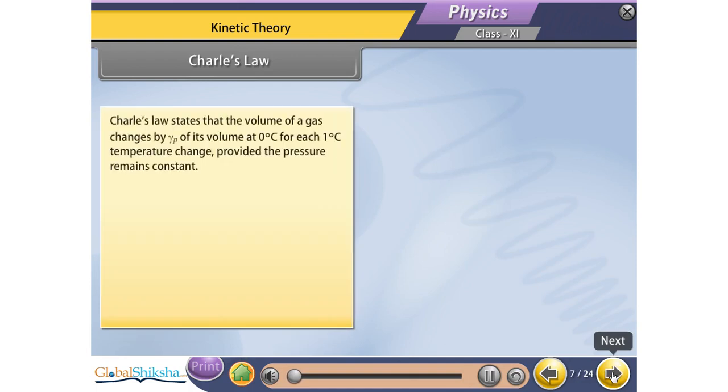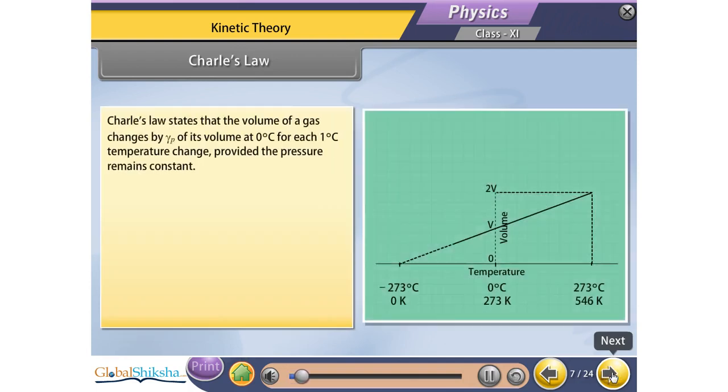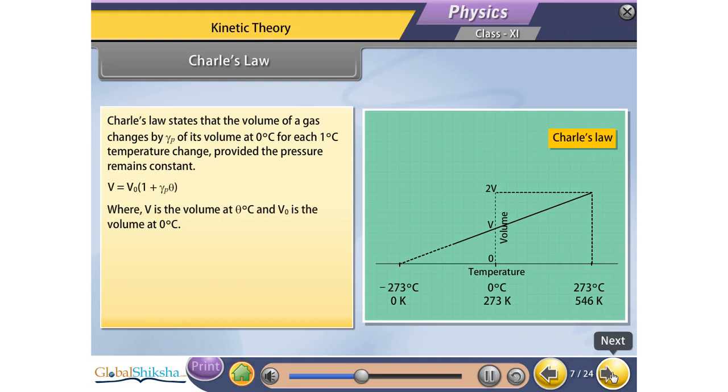Charles' law. Charles' law states that the volume of a gas changes by gamma P of its volume at 0 degree centigrade for each 1 degree centigrade temperature change, provided the pressure remains constant. V is equal to V naught multiplied by 1 plus gamma P theta, where V is the volume at theta degrees Celsius and V naught is the volume at 0 degrees centigrade. The above relation can be written as V is equal to V naught multiplied by 1 plus theta upon 273.